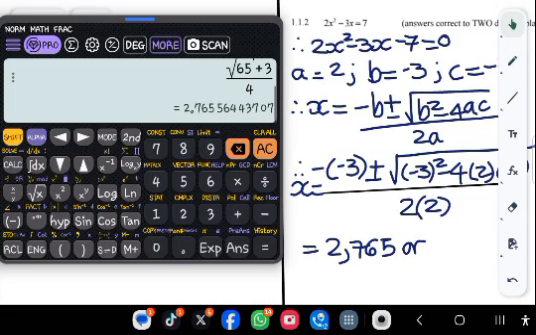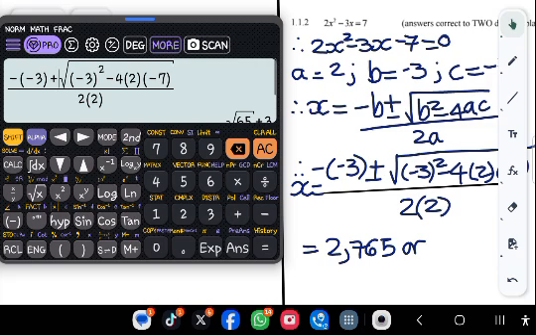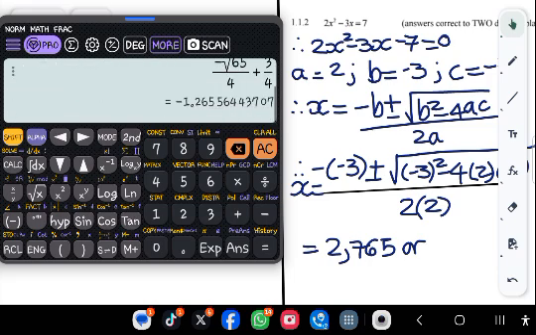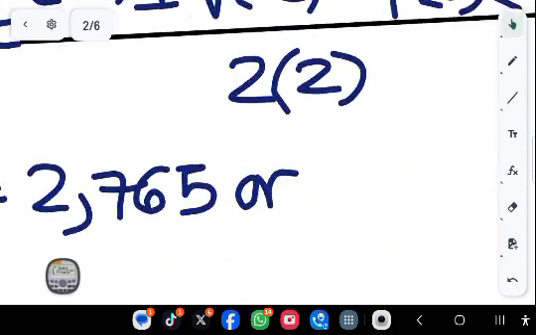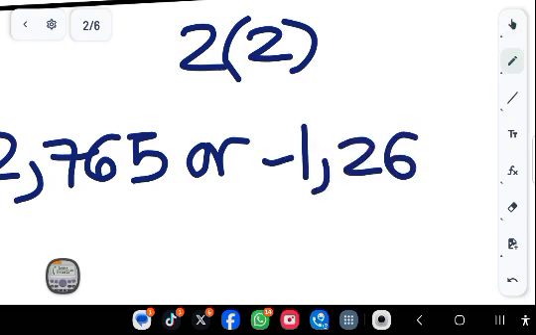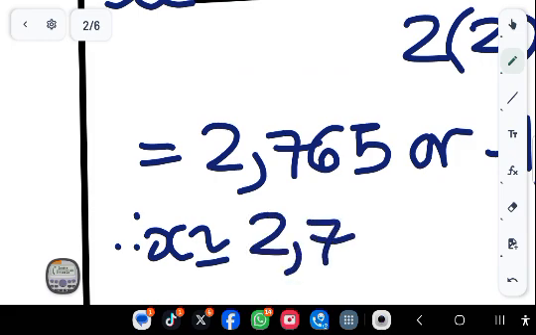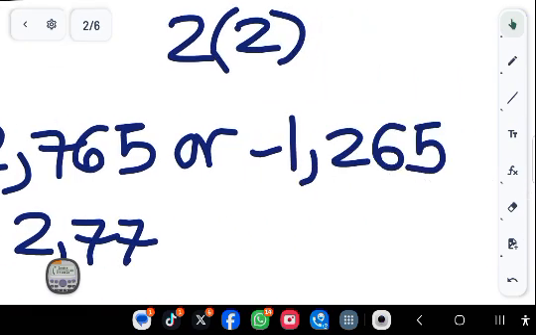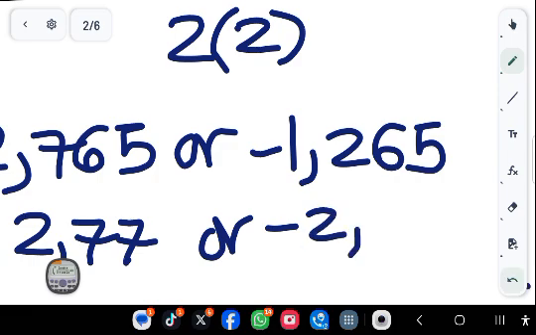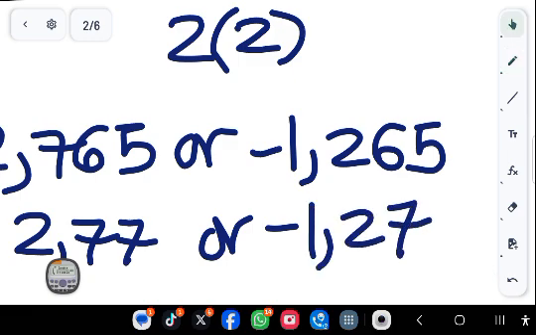To get the other one, all you do is go back to your formula and replace the plus there with a minus, and you get the other answer. That will be negative 1.265. Now you round off correct to 2 decimals, so x is approximately 2.77 and negative 1.27. And that's how you get your answer here.